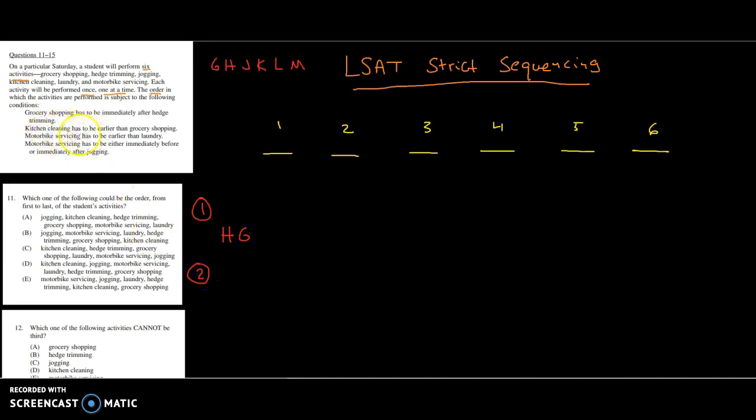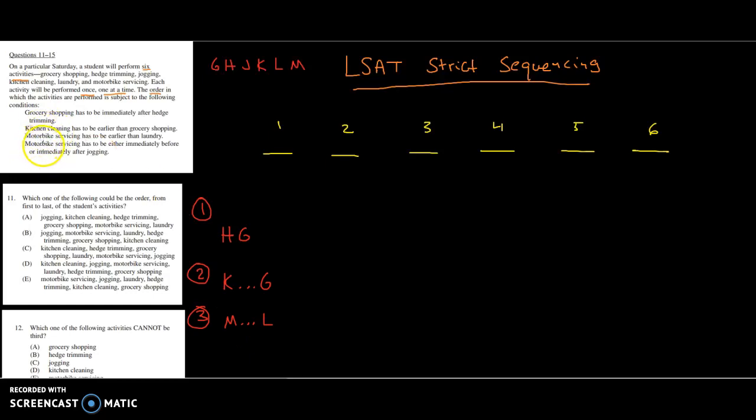Rule number 2, K has to be earlier or behind grocery shopping. So I'm going to put K, and remember we didn't specify exactly where behind it is. We just know it has to be behind it somewhere. So that's where we use the little dots. Okay, rule number 3. M has to be earlier than laundry. Same thing as here: M has to be somewhere behind laundry.